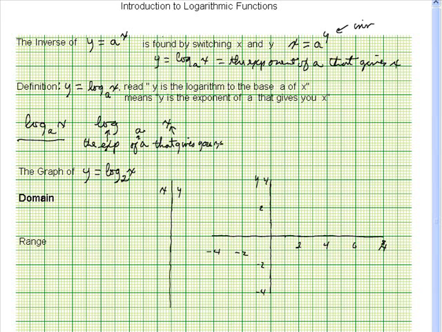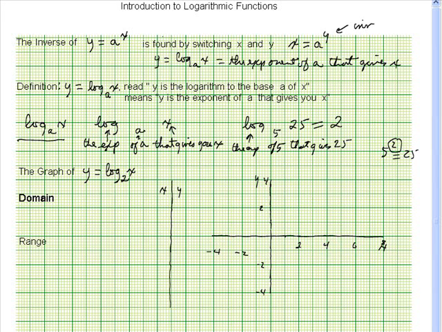So if I see this symbol then, log 5 of 25, that means the exponent of 5 that gives 25. Well, 5 squared gives 25. So the exponent of 5 that gives 25 is 2. So if you saw this expression log 5 of 25, you don't read it log 5 of 25. You read it the exponent of 5 that gives you 25, and then you immediately know that it's 2.